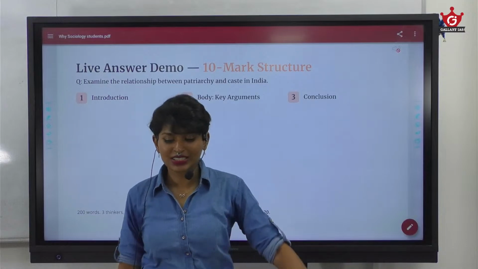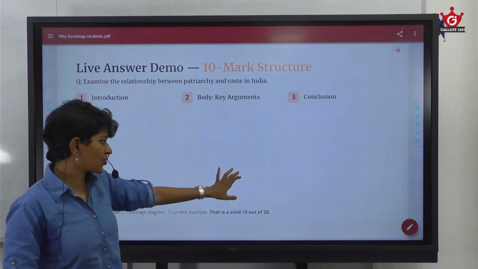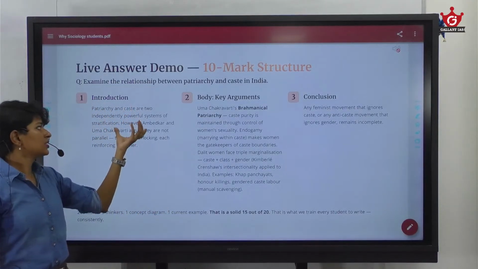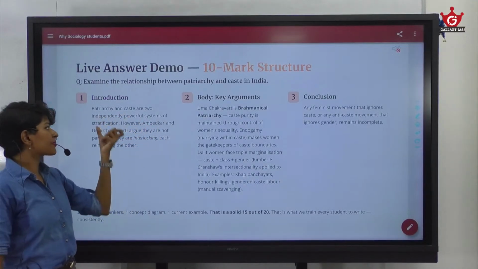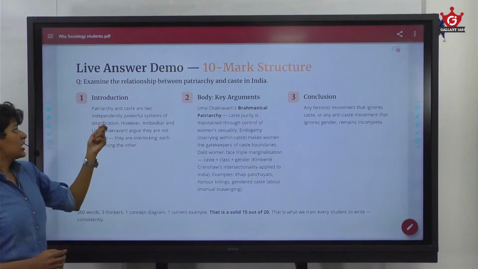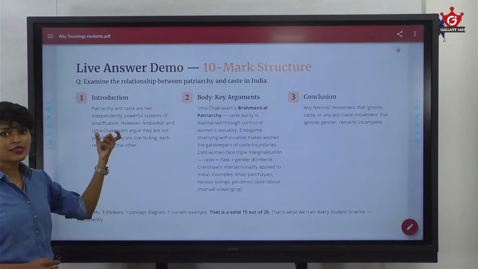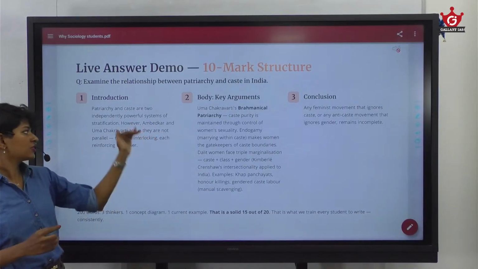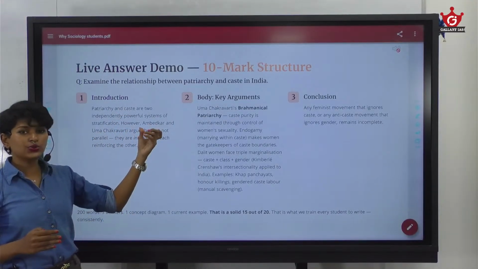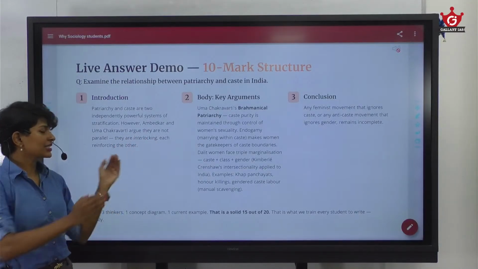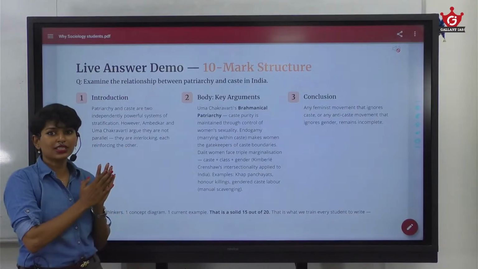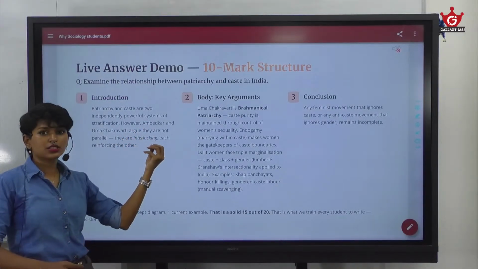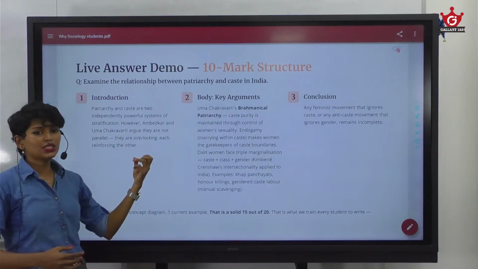Okay, so without wasting much of the time, I am just showing you an example of what I have written here. Okay, so as I told you, it's all about first of all stating what is that relationship between caste and patriarchy. So I've just stated like those are two independently powerful systems of stratification. Okay, and try to bring in this theoretical aspect. So I brought in here like, however, Ambedkar and Uma Chakravarti argue they are not parallel, they are interlocking, each enforcing the other. So I completely given the relationship here, so I could bring in the theoretical perspective of thinkers here and said that they are not parallel to each other, they are interlocking, each one reinforcing the other.